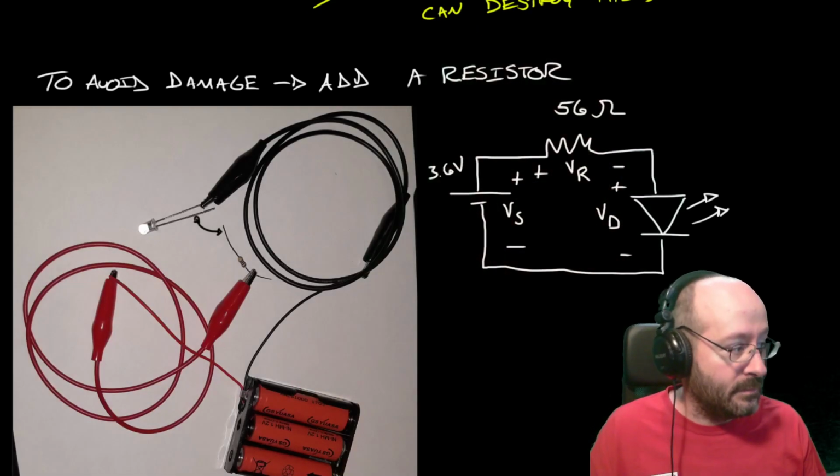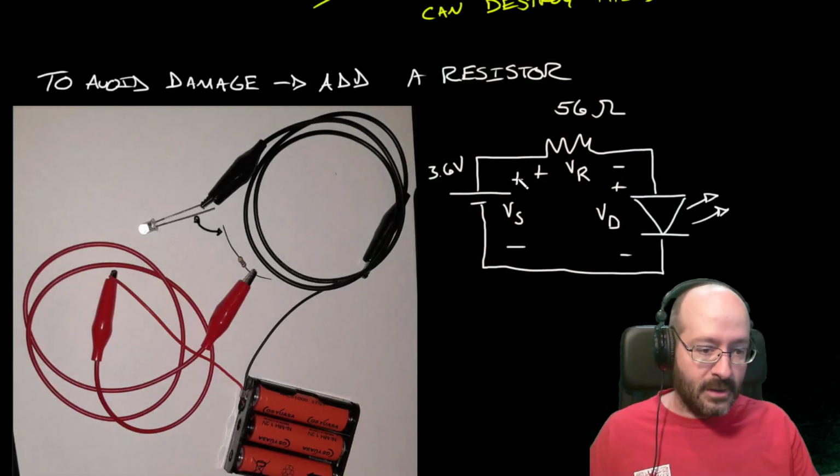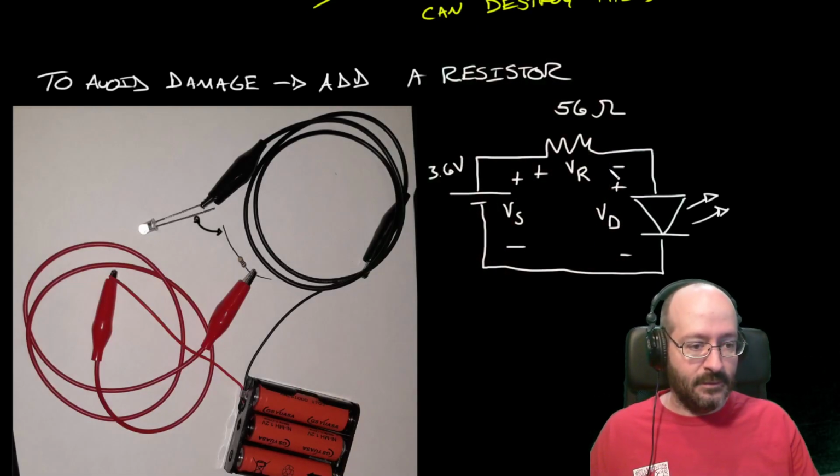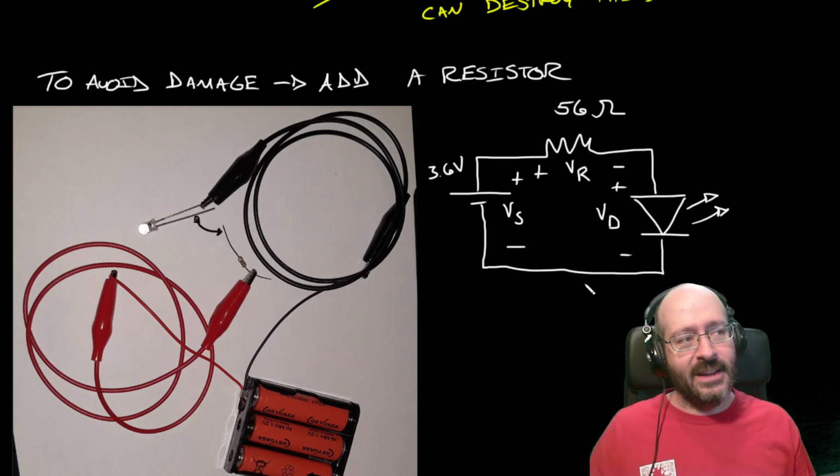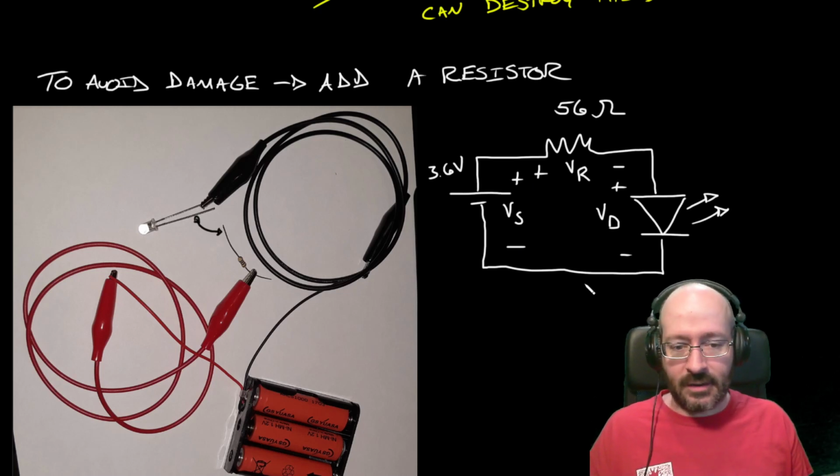We want to measure the voltage across the battery. I'm going to do VS for V source. I'm going to do the voltage across the resistor, VR, and the voltage across the diode, plus minus VD. Okay, so this is how I would label it on a schematic. Sorry. Let me get that back for you. Okay, so VS, VR, and VD. And that's how we would see it annotated on a schematic.